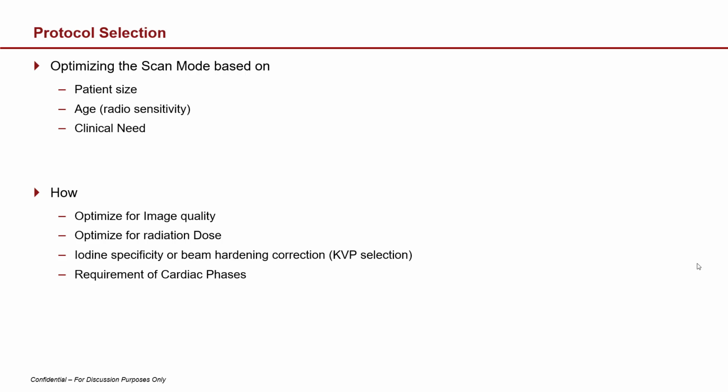Now, how would you optimize a cardiovascular scan? Well, you could optimize for image quality by reducing exposure in follow-up examinations or increasing exposure in primary examinations so that you get better detail. You could optimize for radiation dose for really young patients or radiosensitive patients. You could adjust for iodine specificity or beam hardening correction by altering your energy or KVP selection. And the requirement for cardiac phases will alter the way that you perform your images.